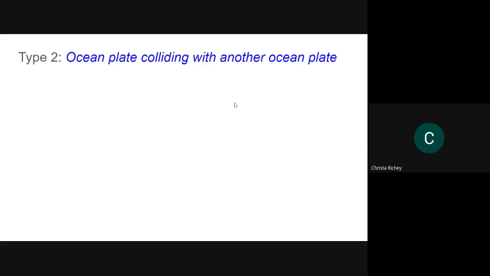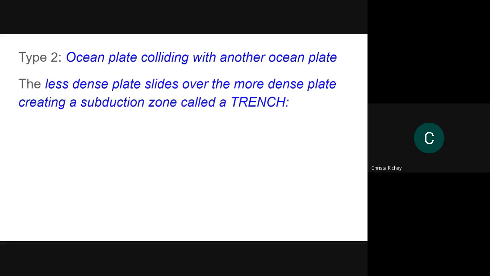Type 2, oceanic plate hitting an oceanic plate. These make trenches. This is how the Mariana Trench was created off the coast of Japan, which is the lowest part that we have found in the ocean.